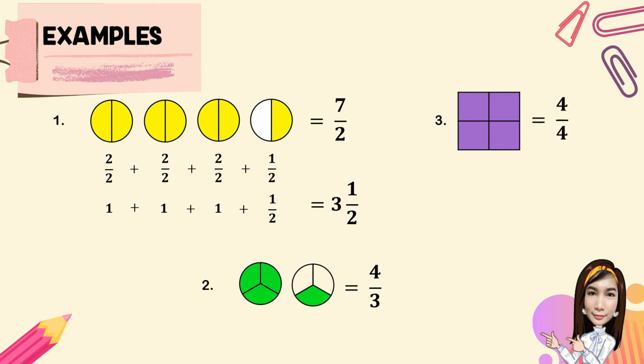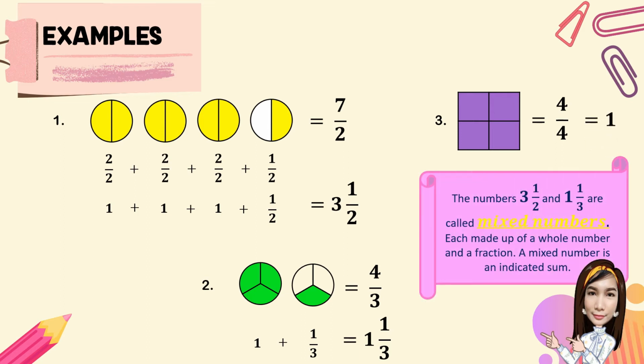Next, in number 2, we have 2 circles divided into 3 equal parts. If we are going to get the equivalent fraction of each circle, that is equal to 3 over 3 or 1, plus 1 over 3. And if you're going to add, the result is 1 and 1/3. And for the last, number 3, we have the square. We have 4 shaded regions, and the square is divided into 4 equal parts. So we have 4 over 4, and 4 divided by 4 is equal to 1.